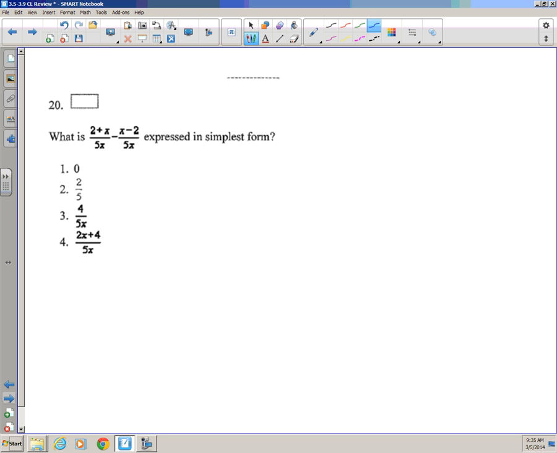20. Simplest form, common denominators. So I need to realize that I'm subtracting. So I've got 2 plus x minus 2, which means it's 2 plus x plus, keep, change, change all. All right, so 2 plus 2 is 4. X minus x is 0. It's 4 over 5x.